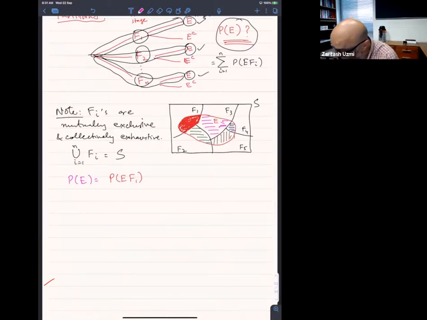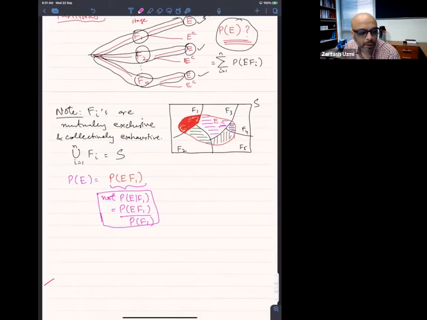E given F1 उस वक्त होता जब मैं इस एरिया को F1 के एरिया से डिवाइड कर देता. Okay, so very important to realize the difference between probability of E and F1. It's not probability of E given F1. क्योंकि probability of E given F1 किसके बराबर होती है? Is probability of E and F1 divided by probability of F1. So this area, red area, is not probability of E given F1.